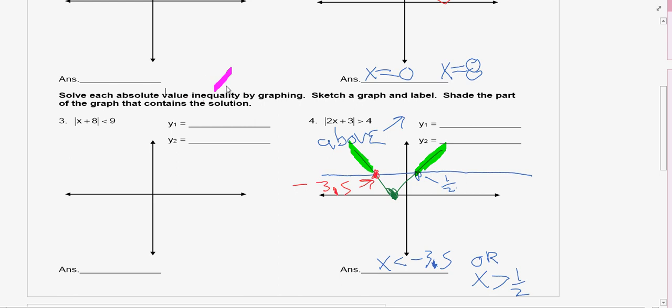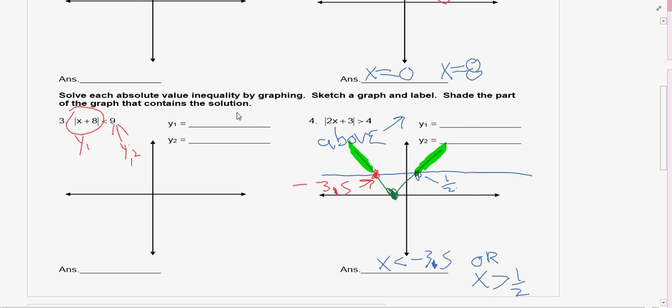Alright, number 3, we're going to do exactly the same thing. We're going to place into y1 the absolute value, and in y2 we're going to place 9. We're going to graph it up and see what our solution is, but before we do that, we're going to notice that the quantity in y1, which is the absolute value of x plus 8, has to be less than 9. So we're going to be shading everything that's less than the number 9 on our graph.